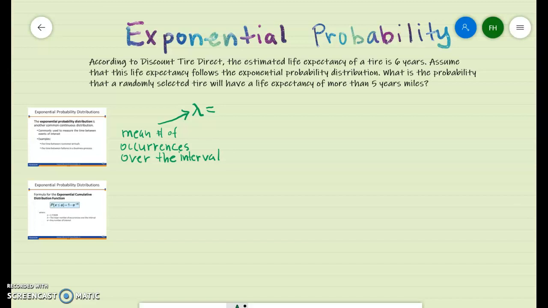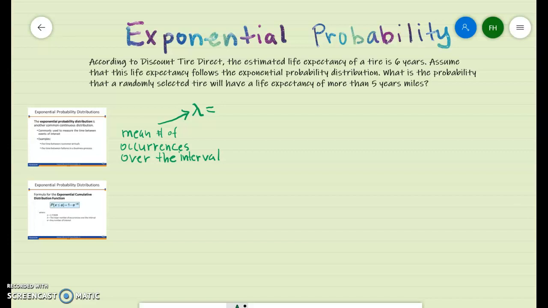Okay, this video is on exponential probability, and according to Discount Tire Direct, the estimated life expectancy of a tire is 6 years. Assume that this life expectancy follows the exponential probability distribution. What is the probability that a randomly selected tire will have a life expectancy of more than 5 years?